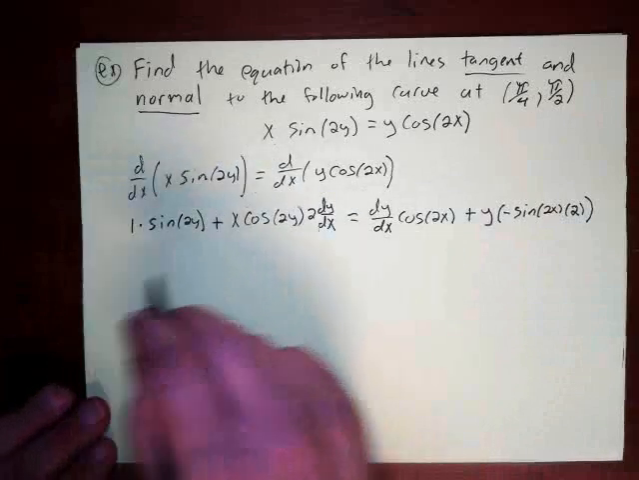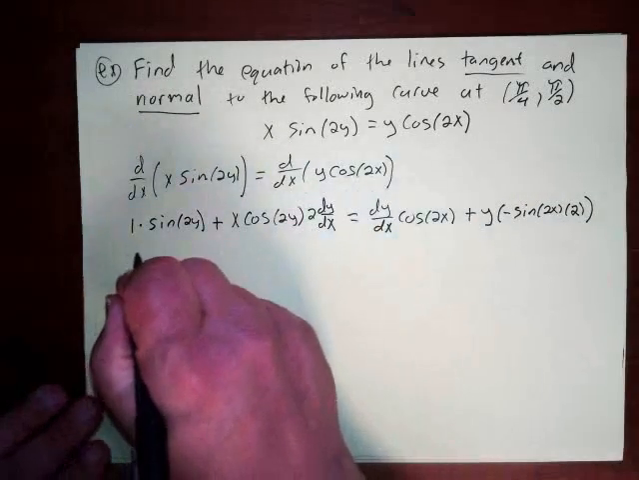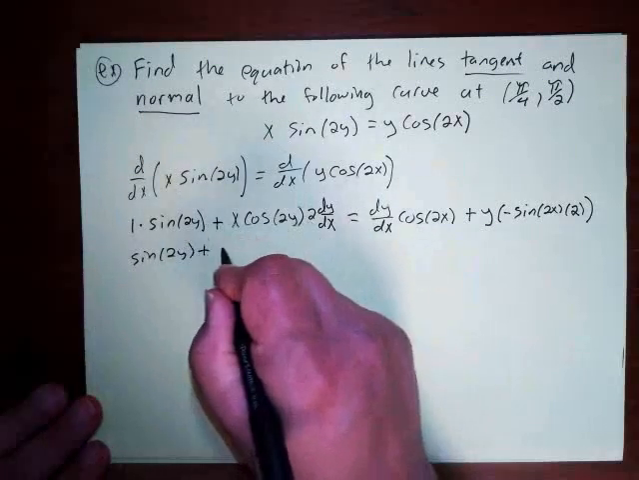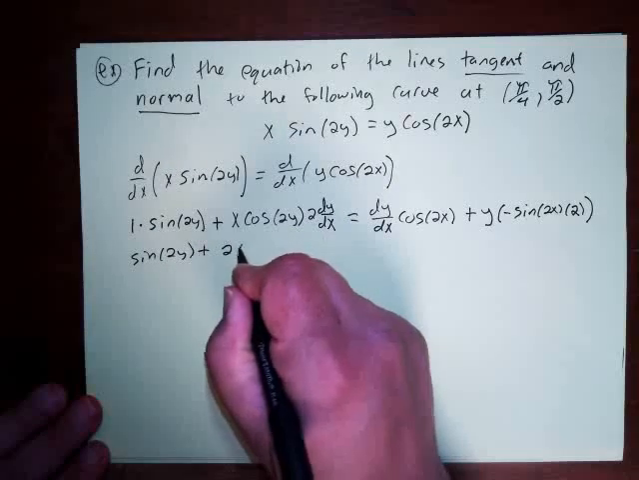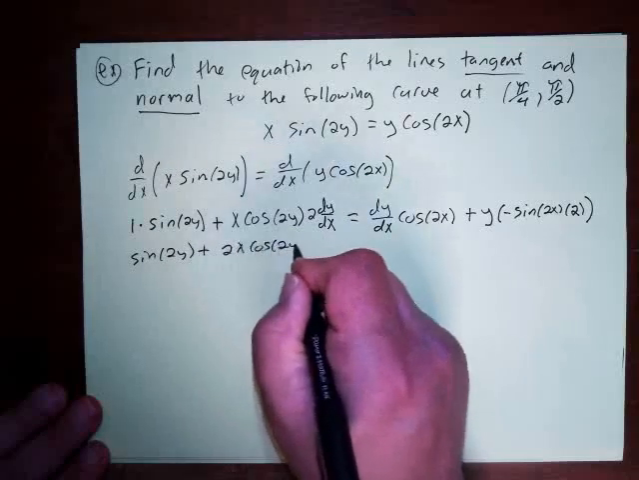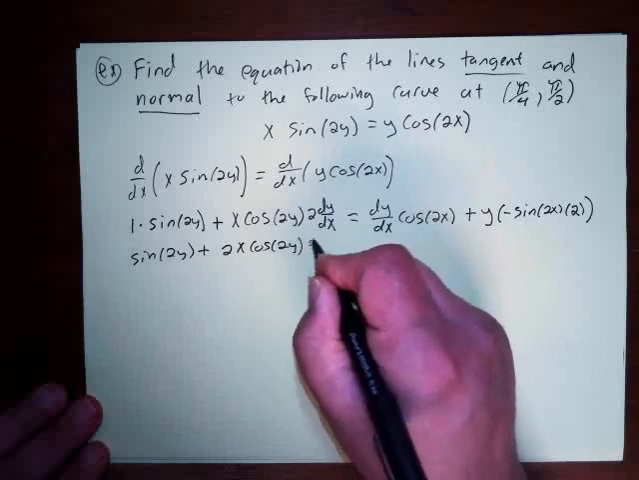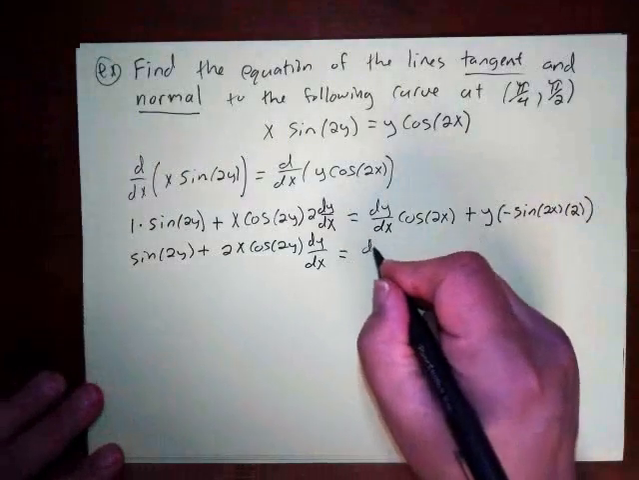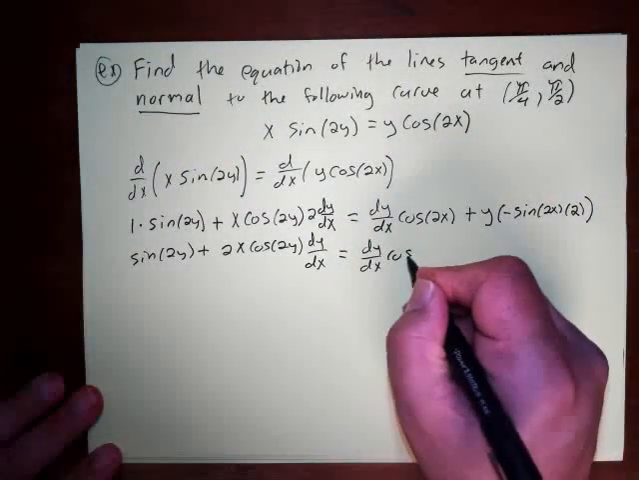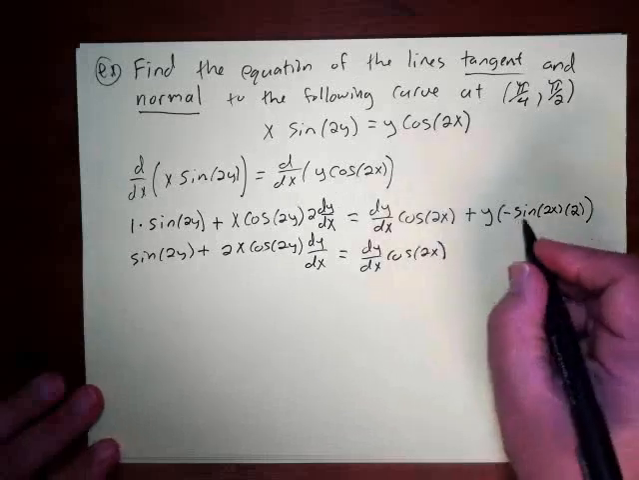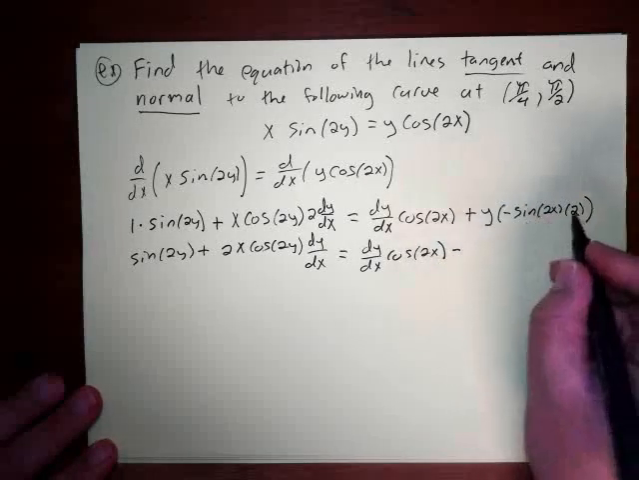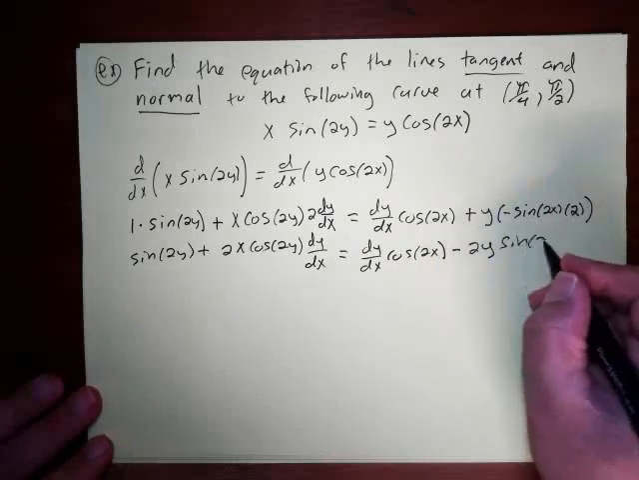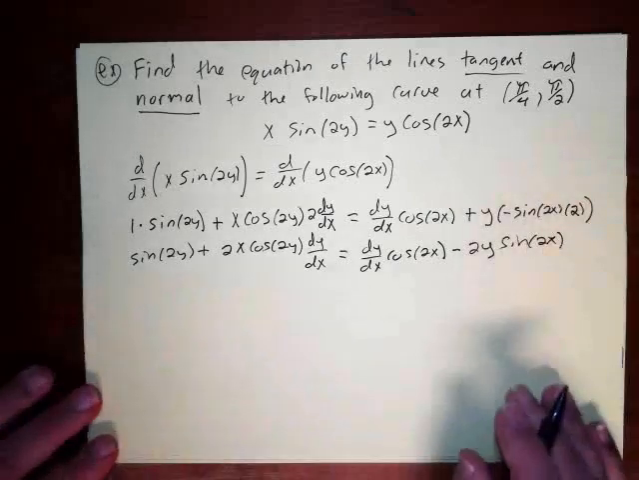Okay, so now I can maybe clean this up a little bit. This would be sine of 2y plus, that 2 could go out over here, 2x cosine of 2y times dy/dx. And then this would be dy/dx times cosine of 2x, and then minus 2y sine of 2x. Okay, so it would look like this.